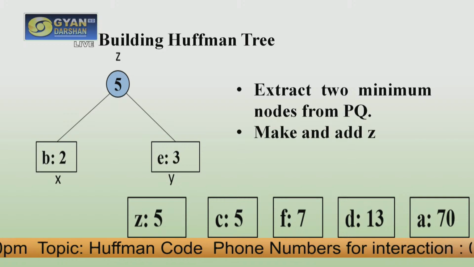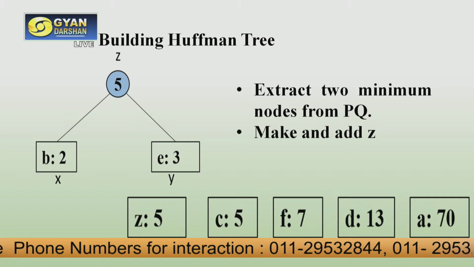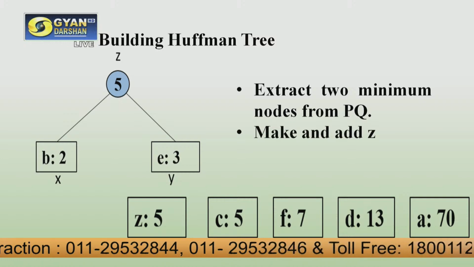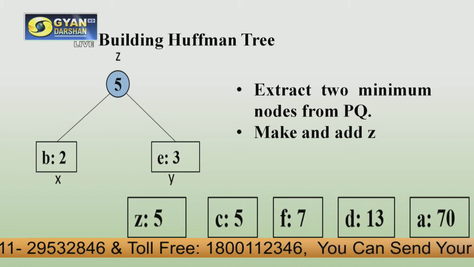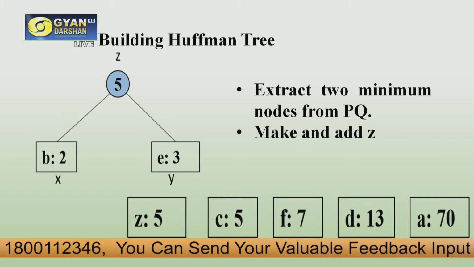So what does the queue become now? B and E have been removed from it. Z has been added. C, F, D and A remain in that particular queue. So this is now our new queue, and we have already started the building process of the Huffman tree.